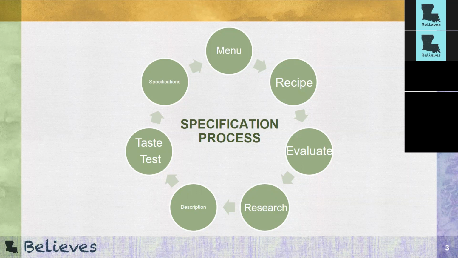Research the market for any new items you may want to have and use. Make sure you request a description of the product from the manufacturer. I think an important step is making sure that you taste test with your consumers, and then you use all of that information to write your bid specifications.